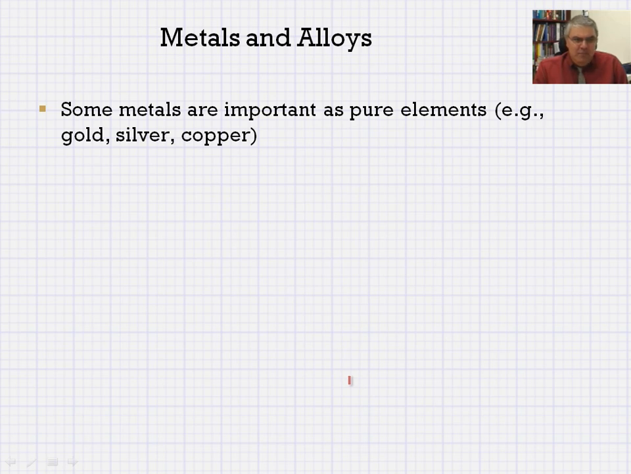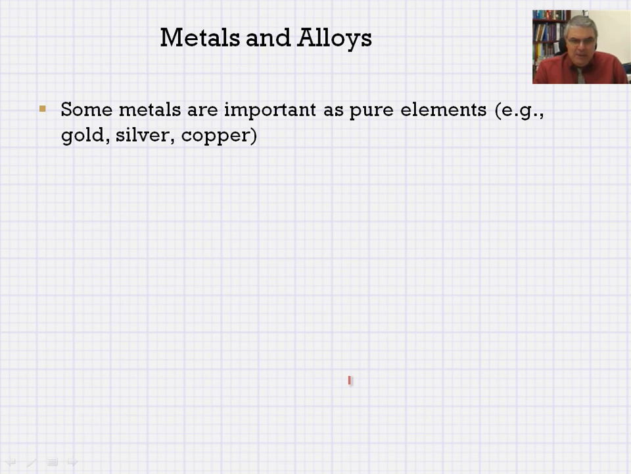Some metals are important as pure elements. Examples are gold, silver, copper. Most of the precious metals fall in that category. Of course, they cannot be 100% pure because of many reasons.